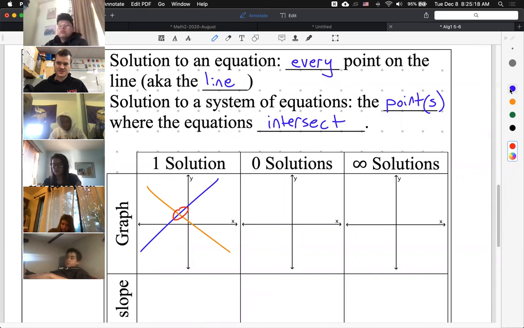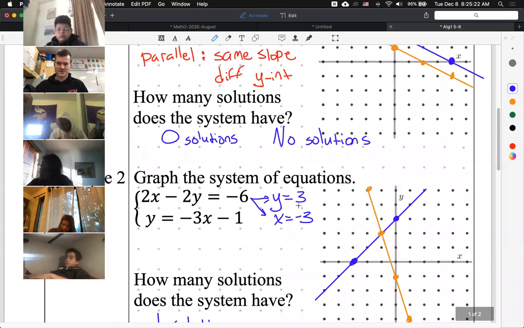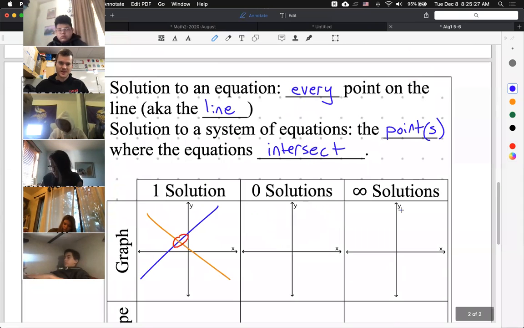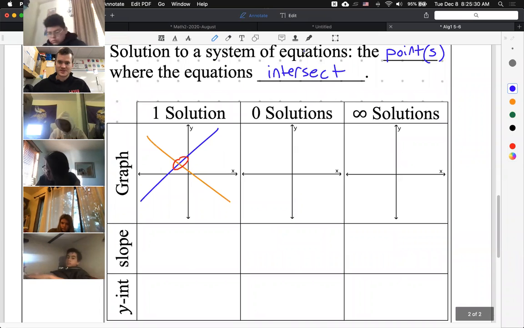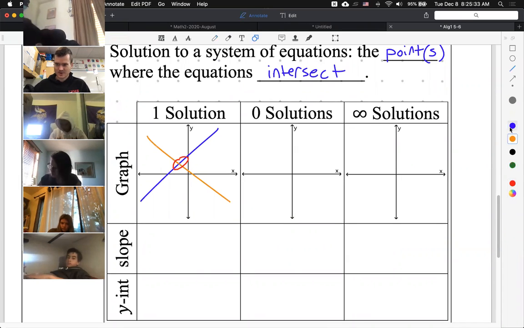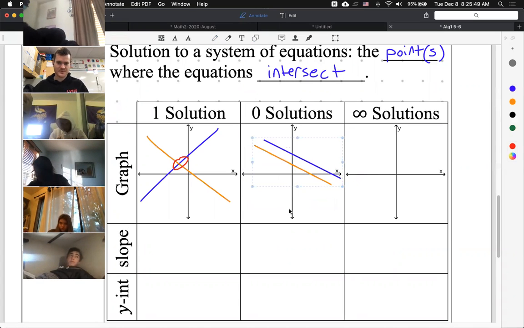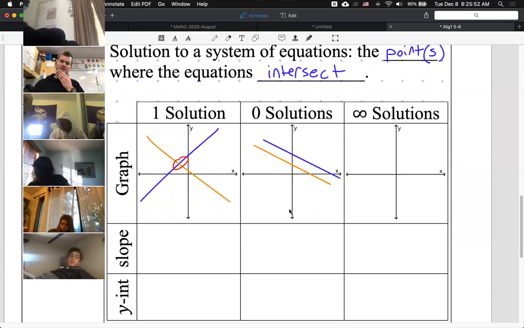What about the graph of 0 solutions? You've seen that already as well. The graph of 0 solutions looks like this. It's when you have parallel lines. 0 solutions is parallel lines. So we're going to go ahead and graph any sort of lines, but I can do a different color for my second line. Any line that is parallel to the first line. I can shift them wherever I want. It doesn't matter where they are. There they are. That's 0 solutions when I have parallel lines.